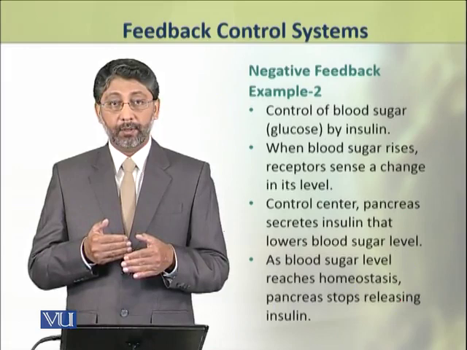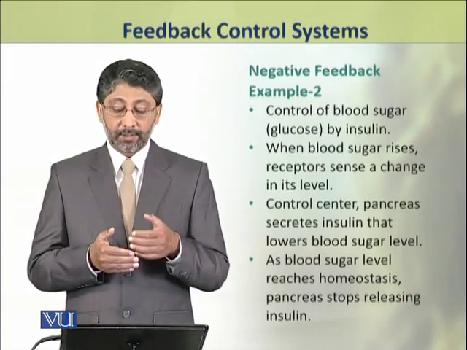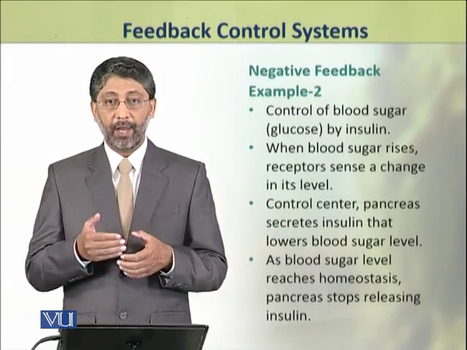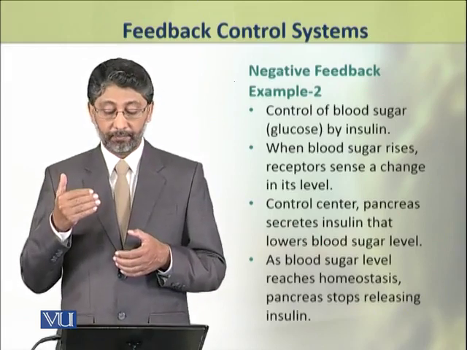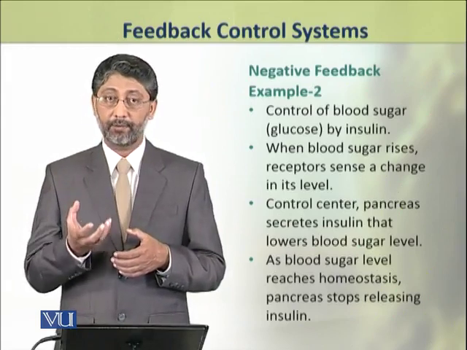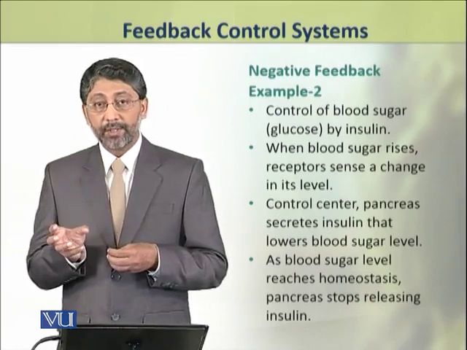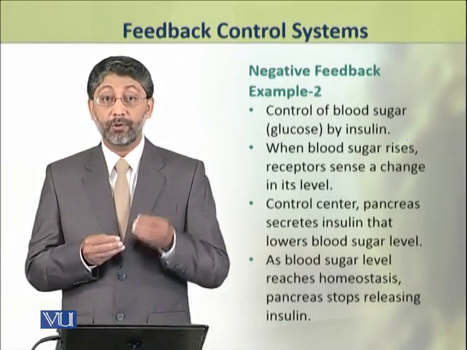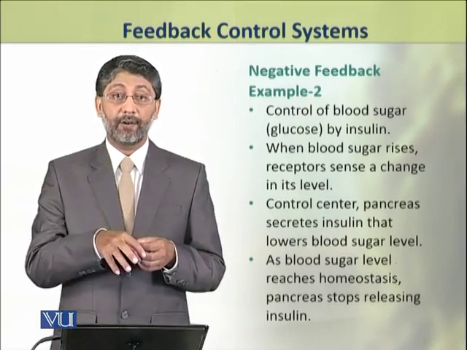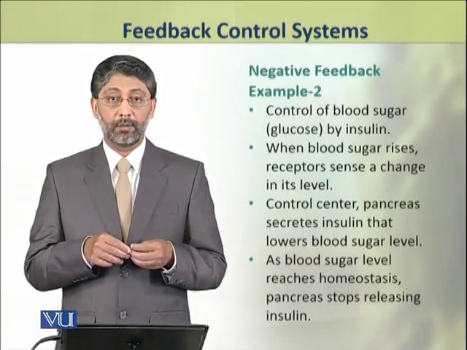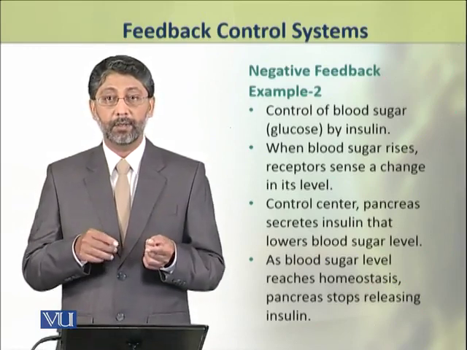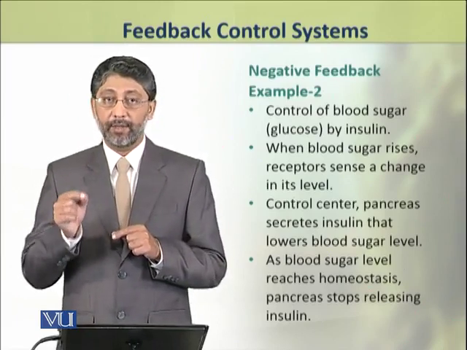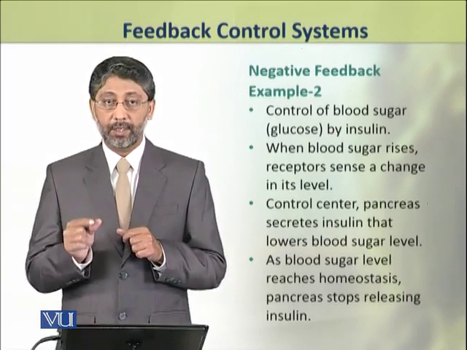The second example that can explain the negative feedback is of control of blood sugar by the hormone insulin. When blood sugar level rises in the blood, receptors sense a change in its level. The control center, which is pancreas, starts to secrete more insulin. When more insulin is produced, it results in lowering the level of glucose in the blood. The lowering of glucose results in decrease in the level of insulin because the control center pancreas senses this change and stops the secretion of insulin.